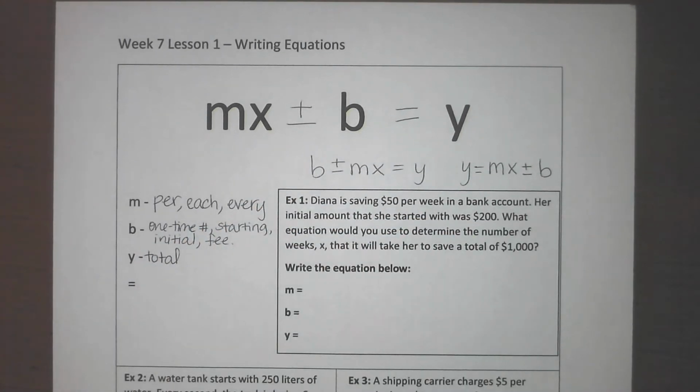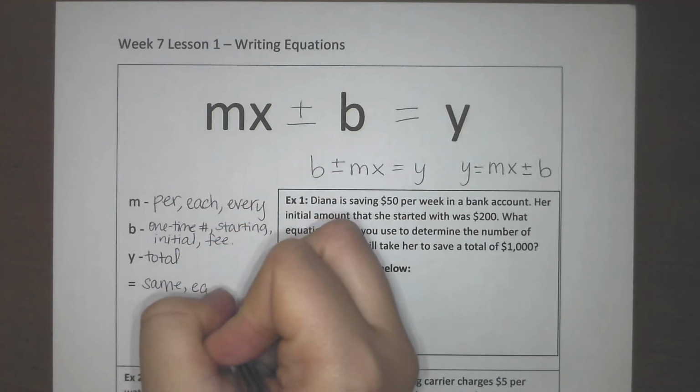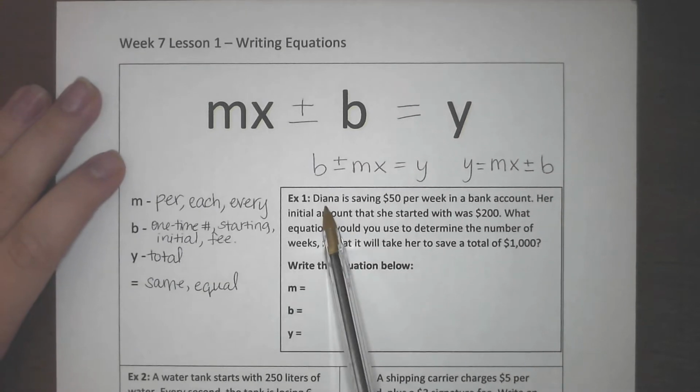I just put the equal sign here because if you see the words same or equal, that's telling me that we're using an equal sign, and we are for these, so you really don't need to worry about that. So we're going to do 3 examples, and we're just going to figure out, if I read this, can I figure out what's my m, my b, and my y, and then you just write the equation. So, example 1.